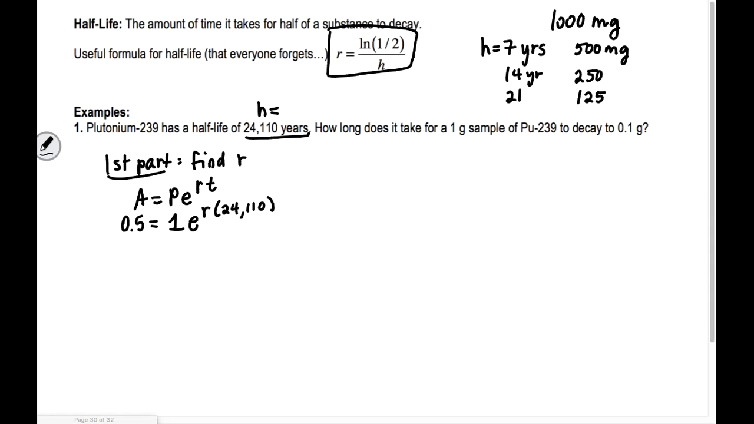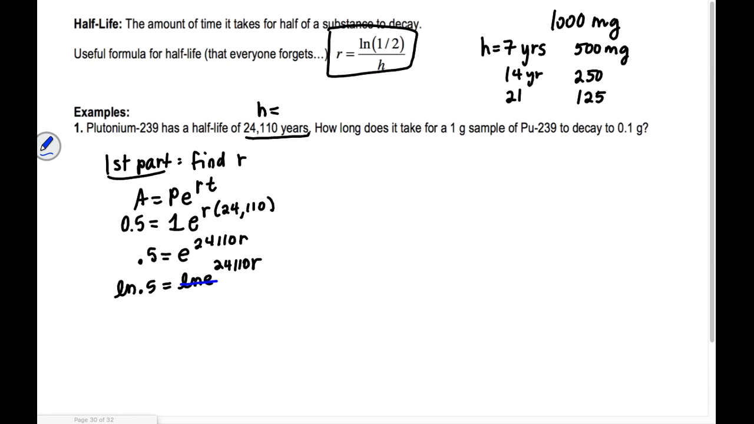The only variable there is r. E is not a variable, right? E is a number. So we are then able to solve for r. So we divide by 1, right? Dividing by 1 is still just 0.5. So I have 0.5 is equal to e to the 24,110 r. How do you think I'm going to solve for r? Yeah, you could switch forms. You could take the natural log of both sides, right? So I'm going to get the natural log of 0.5 equals natural log of e, which cancels, of the 24,110 r.